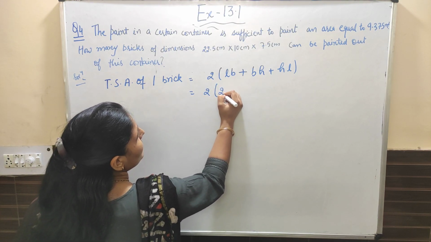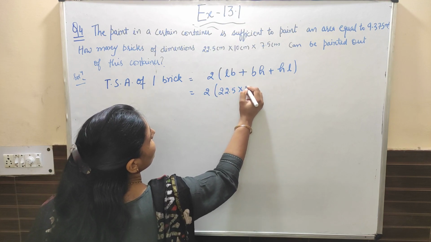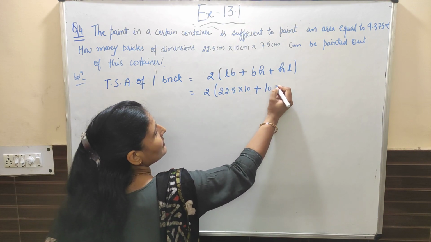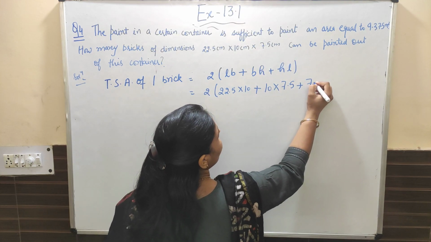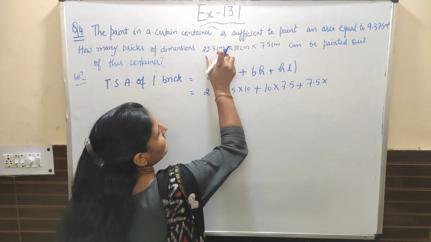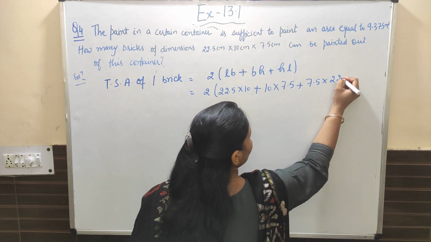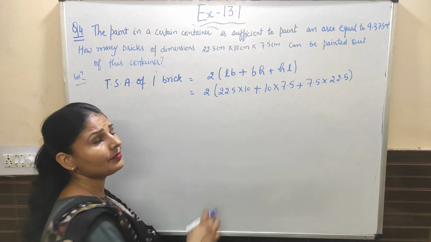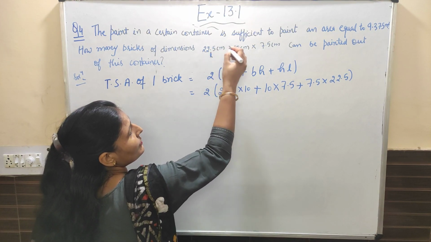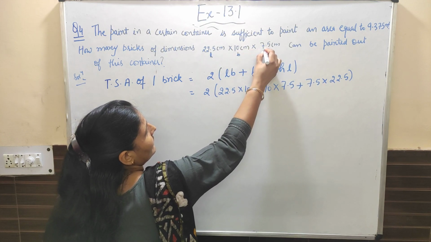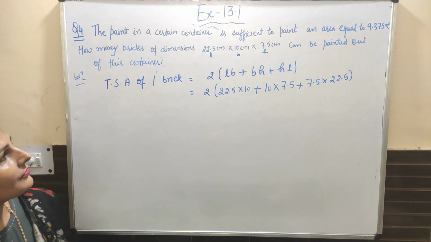2 into (22.5 into 10 plus 10 into 7.5 plus H, which is 7.5, into L, which is 22.5). I hope this step is clear. We have put in only the values: L is 22.5, breadth is 10 and height is 7.5 here.